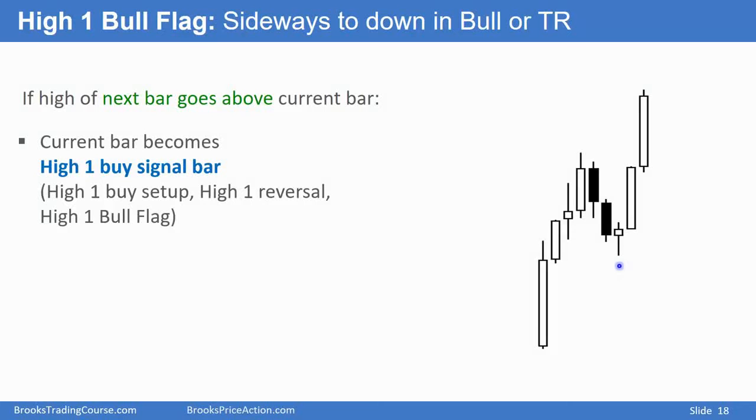So this bar is a buy setup. It's a high 1 bull flag. The first attempt down immediately reversed up. It could have a second or third leg down and become a high 2 or a high 3 bull flag. That's the buy signal bar. And that's the high 1 entry bar for the bulls.